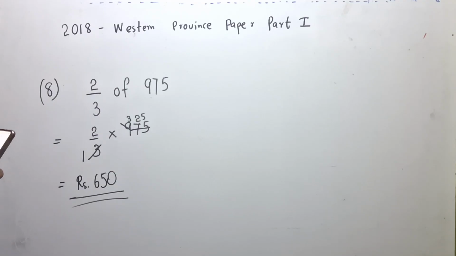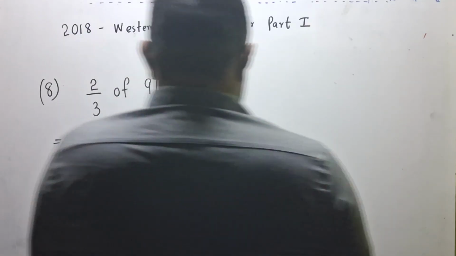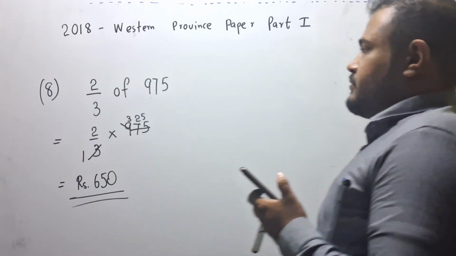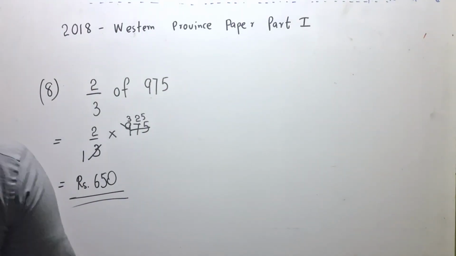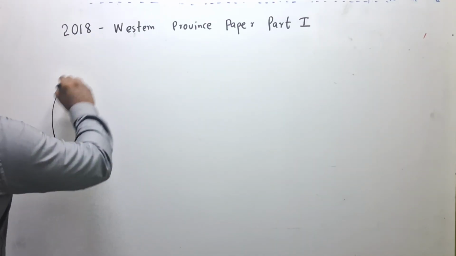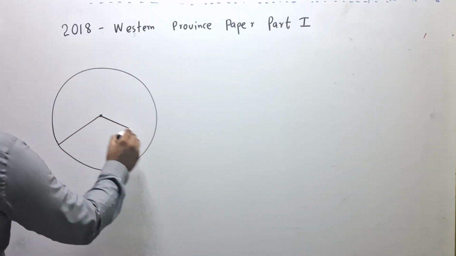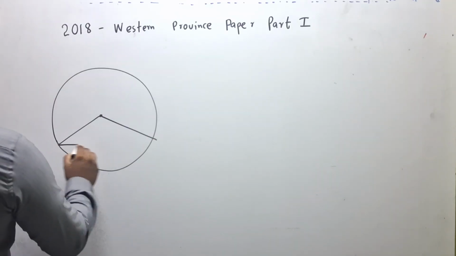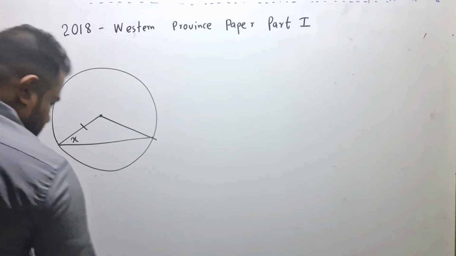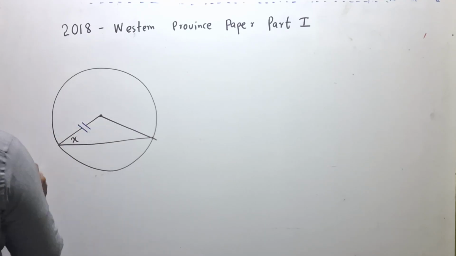Question number 9. According to the information given in the circle with center O, find the value of x. Easy question. Circle is given and these are radius, and this is x. That is not given in the question, so I mark it in blue color. This is a radius.